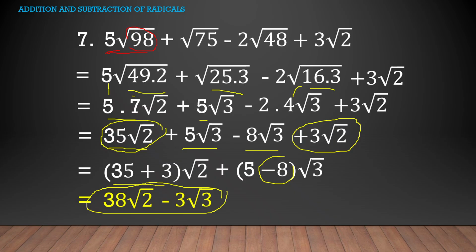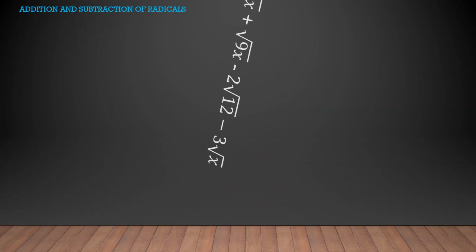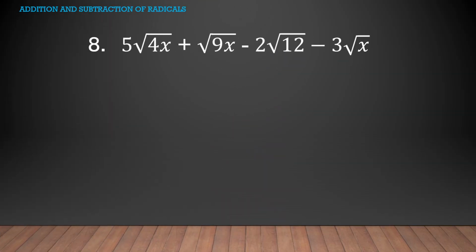So for our last example, this is our last example for this topic. So we have 5 square root of 4x plus 9, plus square root of 9x, sorry, minus 2 square root of 12 minus 3 square root of x. So we need to get the square root of 4 because 4 has a perfect square.